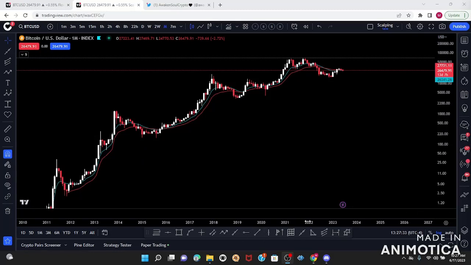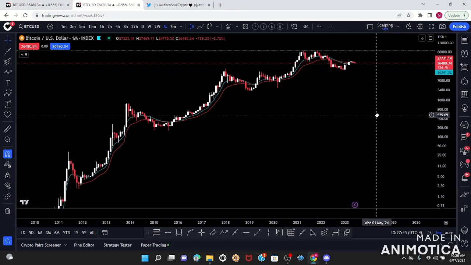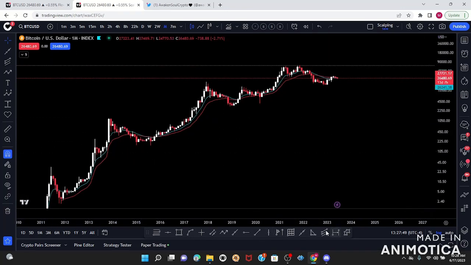Beautiful souls. I am Awaken Soul, and today we're going to be reviewing Bitcoin, and we're going to be setting it up for our next trade, okay? I like to use the index chart. I like it in the log scale. I think it provides great history, and it's just a better technique to chart from my perspective.